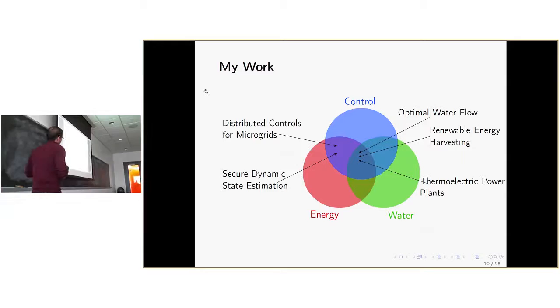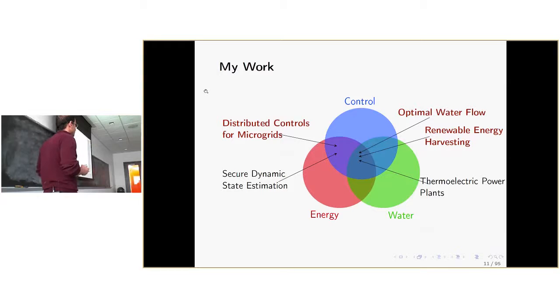Today, I'll talk about some of my recent works. In the last 2-3 years, I have mainly focused on the area of energy and water and the intersection between energy and water. Especially today, I'll talk about one of my works in the area of energy systems in microgrids, and I'll also talk about my work on water systems, optimal water flow, and renewable energy harvesting in water regions. Let's talk about my work in energy systems.